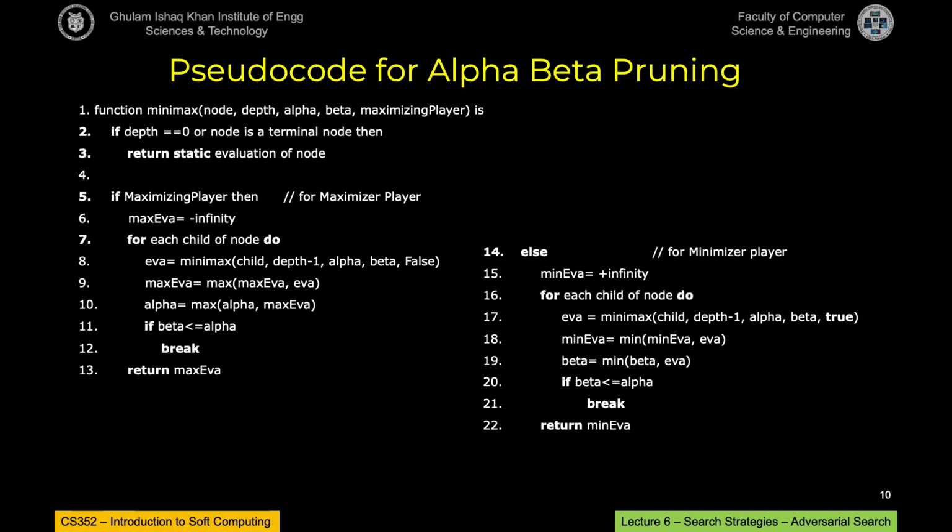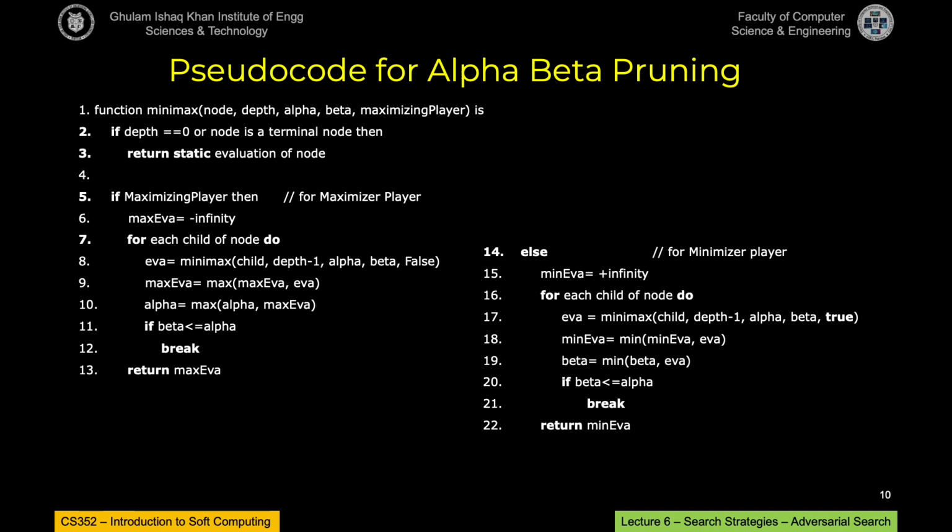And what we are doing here is that at each level the alpha and beta values are continuously updated. So what you see is for the maximizing player, or max, the only value that gets updated is alpha. So it is going to update the alpha, using alpha and max eval, and then compare: if beta is less than or equal to alpha, then it is going to break.